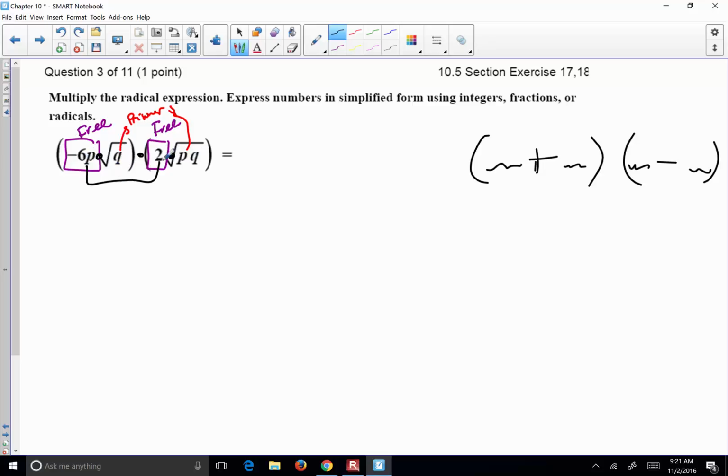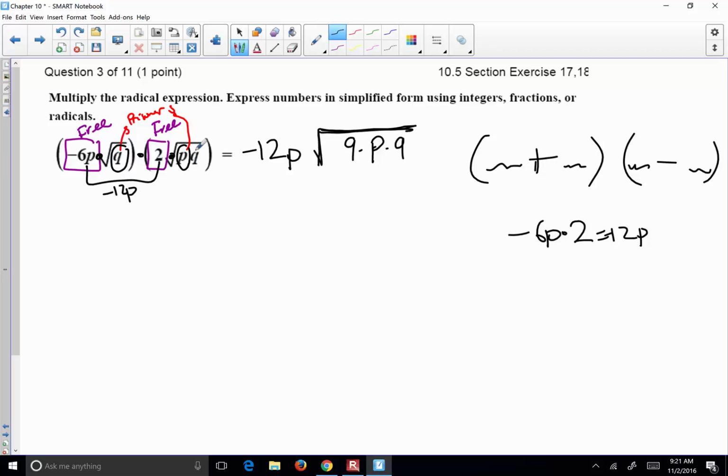So 6p times 2, what is 6p times 2? 12p. Since this is negative, it's negative. So this makes minus 12p. And the prisoners will multiply each other into same prison. You combine prisoners inside. It's Q, P, and Q. Look, Q, P, Q, Q, P, Q.